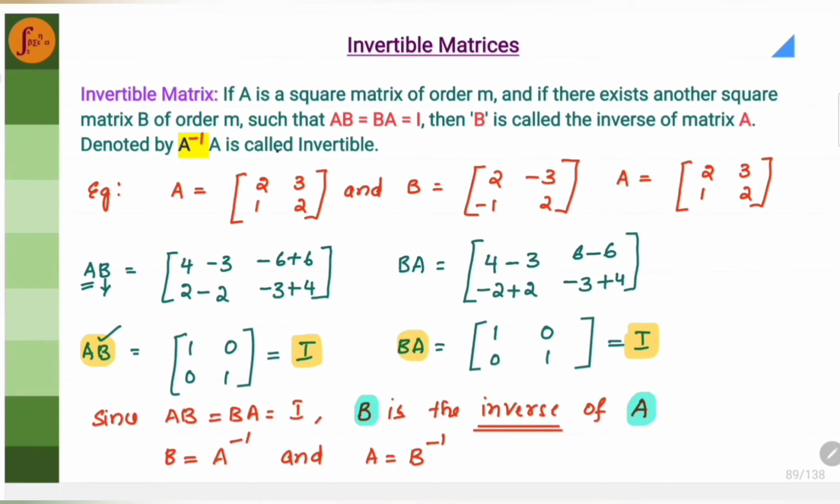Similarly, if we do a reverse multiplication, that is, instead of multiplying matrix A with matrix B, if you multiply matrix B with A, B into A, then also we are going to get the identity matrix. So in this case, we say B is the inverse of A and also A is the inverse of B. Both are inverses of each other. So this is how we represent it. A's inverse matrix is B and B's inverse matrix is A.